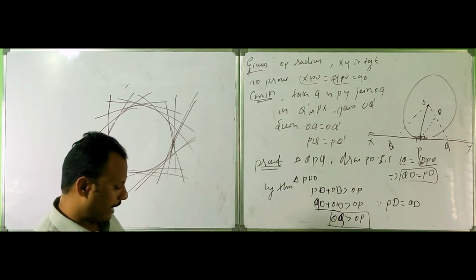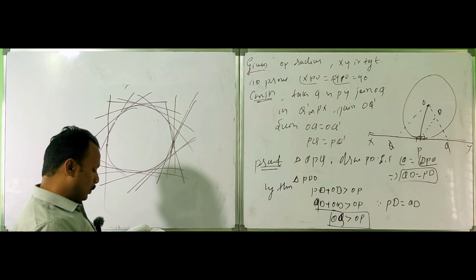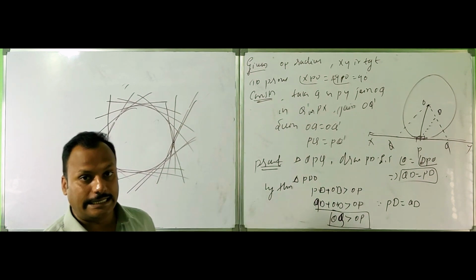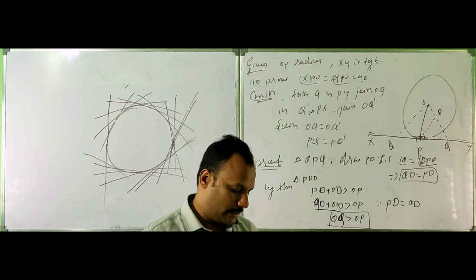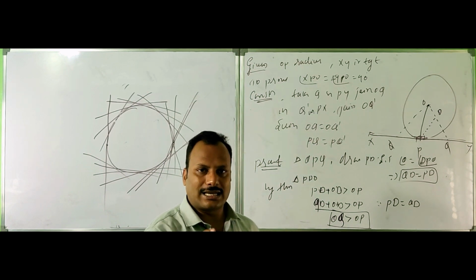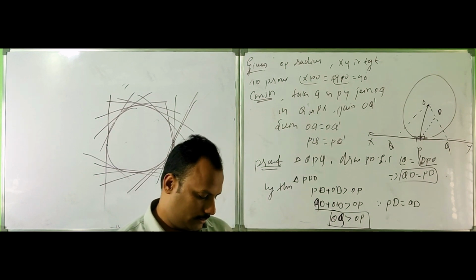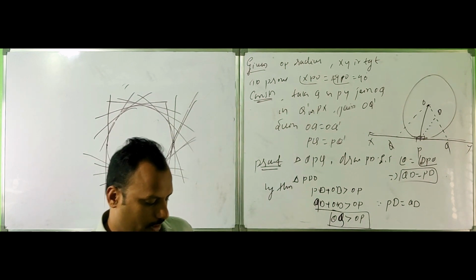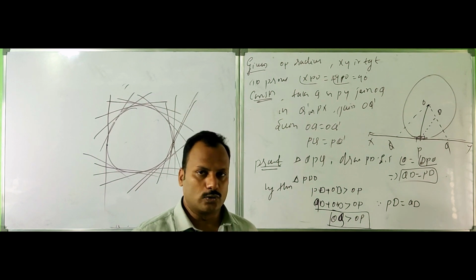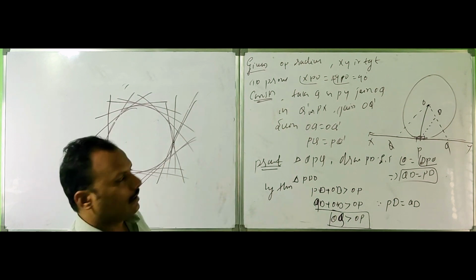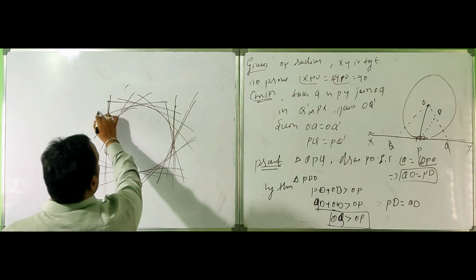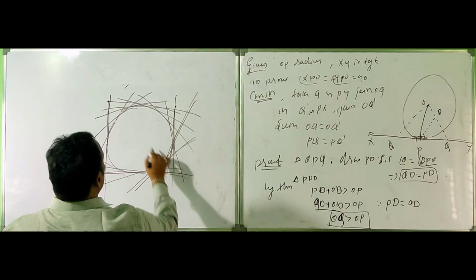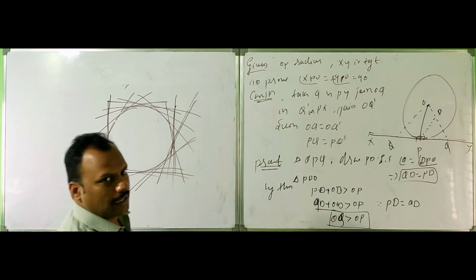Next, a line intersecting the circle in 2 points is called a secant; if the word is connecting, then you call it a chord. A circle can have at most 2 parallel tangents. Parallel means the distance will be common.